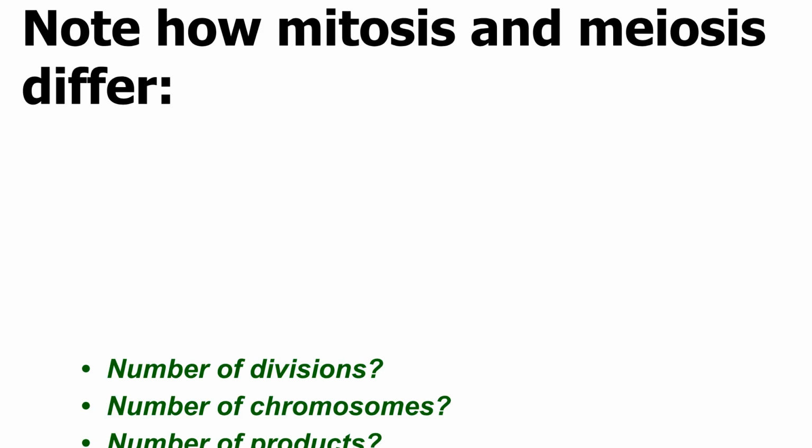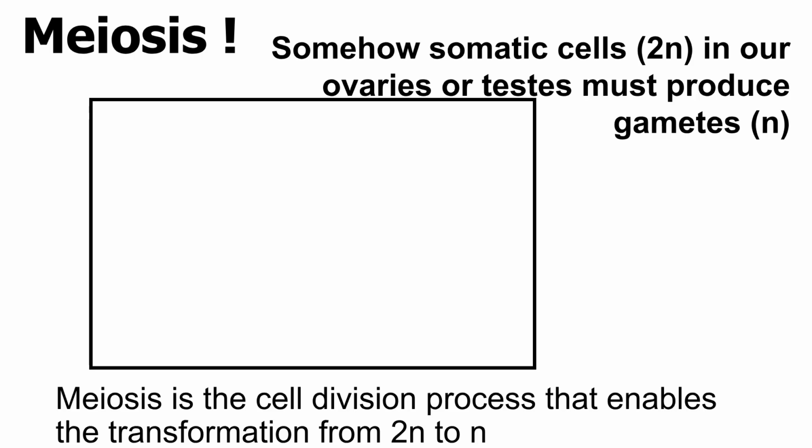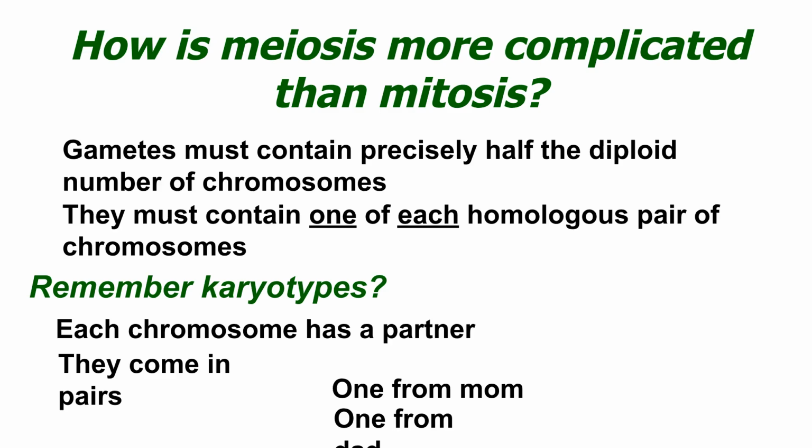Mitosis and meiosis differ in the number of divisions, the resulting number of chromosomes, and the number of products. Meiosis is the cell division process that transforms cells from diploid, 2N, to haploid N. Somatic cells in the ovaries or testes must produce haploid gametes. Meiosis is more complicated than mitosis because gametes must contain precisely half the diploid number, specifically one of each homologous pair of chromosomes. This is a representation of a human karyotype, showing the pairs of homologous chromosomes.